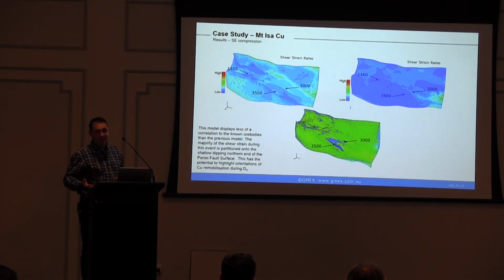During the southeast compression, the D4 event, the results were nowhere near as good in terms of correlation with the known ore. So what we think's happened is that the majority of the preconditioning of the rocks and potentially fluids came in during D3, and the D4 event we might have remobilized things at a very small scale.